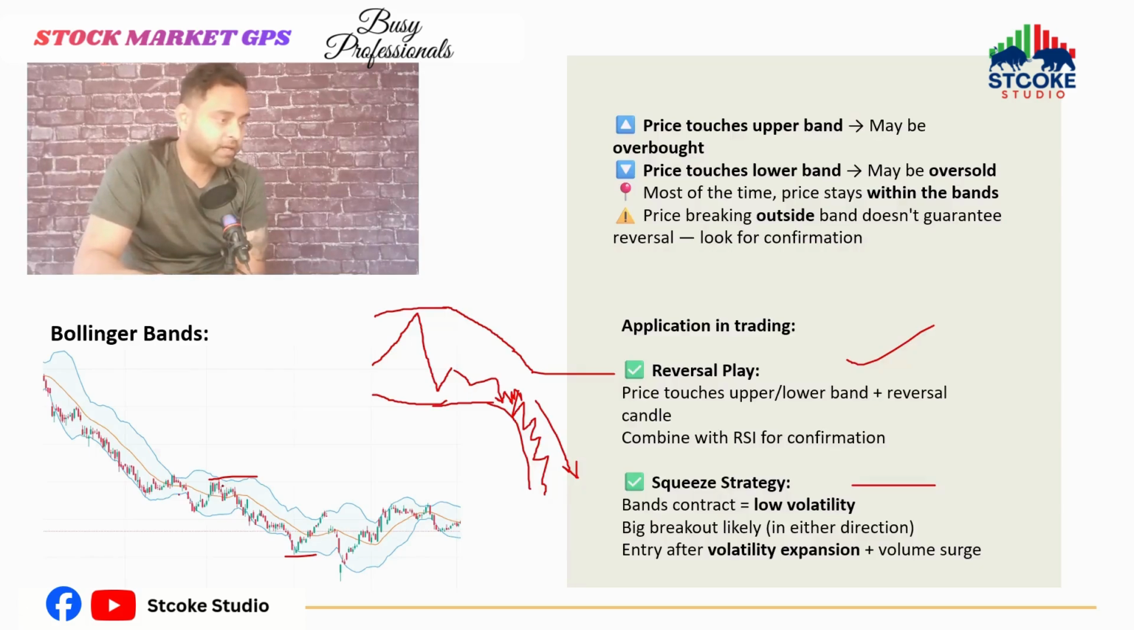फॉर एग्जाम्पल इधर आपको दिख रहा है एक बुलिश सॉरी बेरिश overwhelming candle has been formed. So this particular candle is showing you that there is selling which is happening, and this can be your point for entering a short trade.